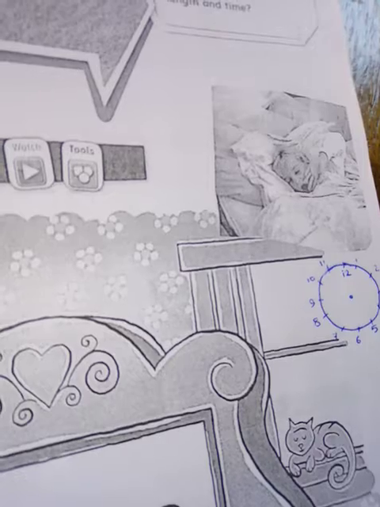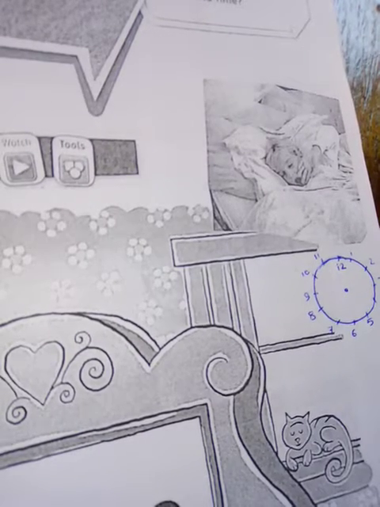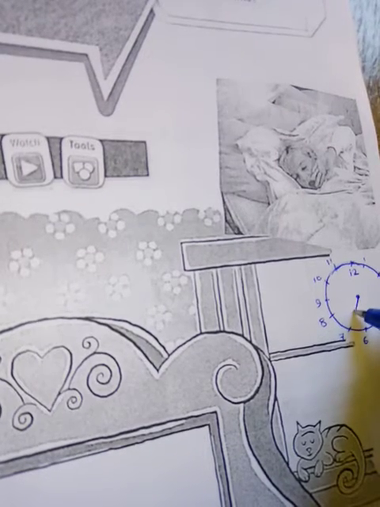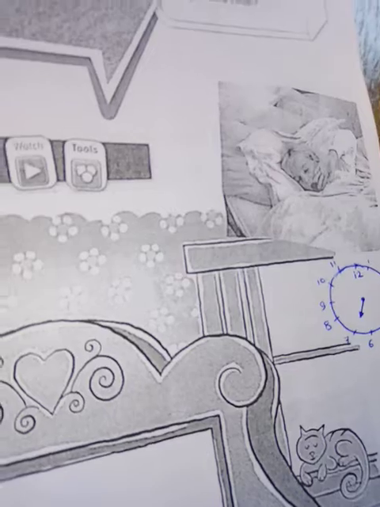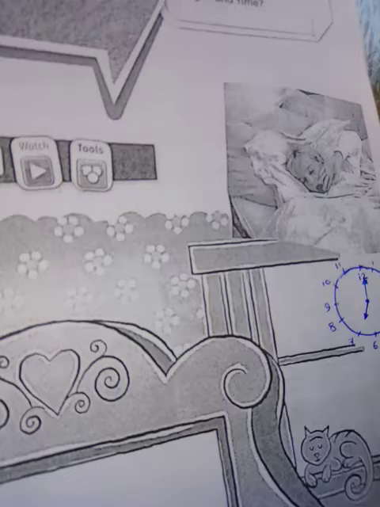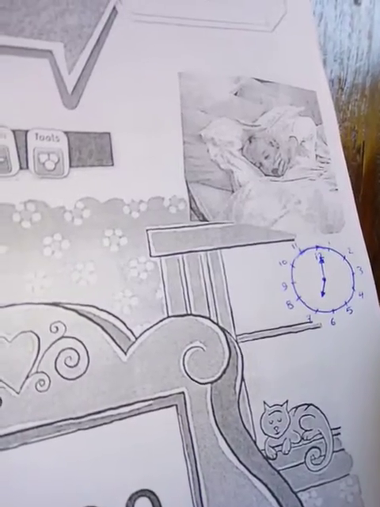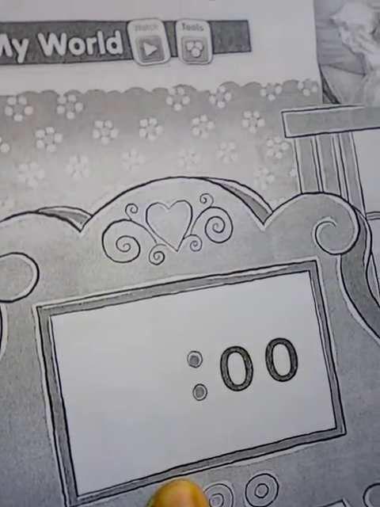The hour hand is the short one, so it will point at 7. So we'll draw the short one pointing at 7. The long one will point at 12, so we'll draw the long one at 12. So this is 7 o'clock. Now we want to show 7 o'clock on the digital clock.